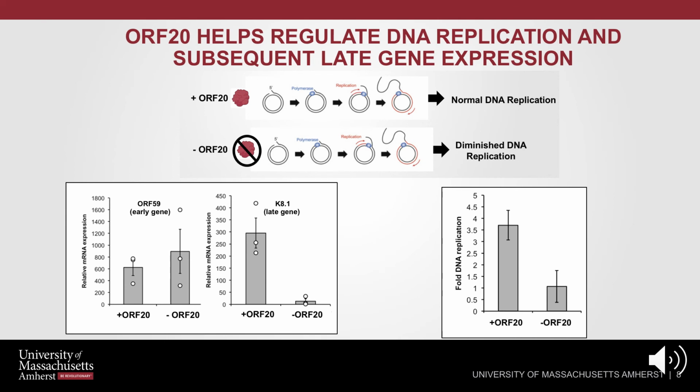Then on the right, we're looking at overall DNA replication. And we're looking at the same thing, the levels of DNA replication when there is the wild-type KSHV infected cell line and when we have our ORF20 deficient cell line. And as you can see, without ORF20, DNA replication is diminished.